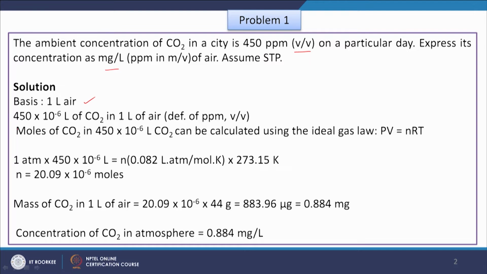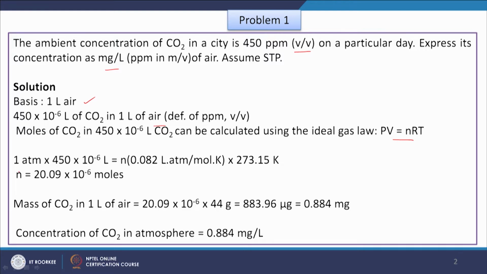So, 450 into 10 to the power minus 6 liter of CO2, because the definition of ppm is 10 to the minus 6 part. So, 450 into 10 to the minus 6 liter of CO2 in 1 liter of air by the definition of ppm volume by volume. Now, moles of CO2 in 450 into 10 to the minus 6 liter CO2 can be calculated by using ideal gas law, PV equal to nRT. So, we will be applying this now.